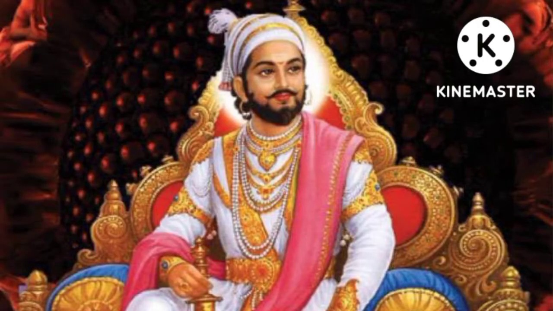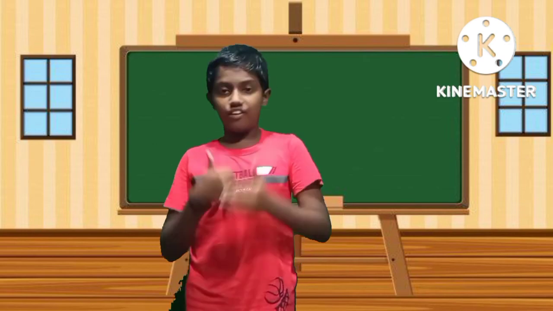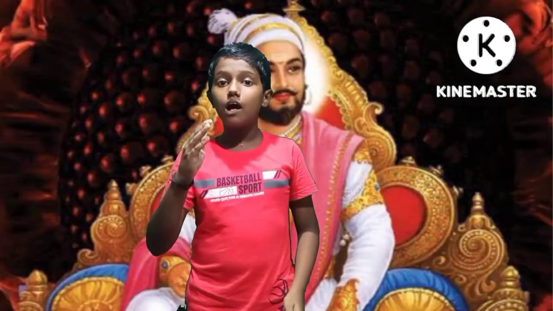So let's conclude the class. Today we discussed the geographical features of Delhi, and we learned about the dynasties of the Delhi Sultanate, the Mughal Empire, the Chola kingdom, the Vijayanagara kingdom, the Bahmani kingdom, and the Maratha kingdom. Before ending the class, I am giving you some assignments.